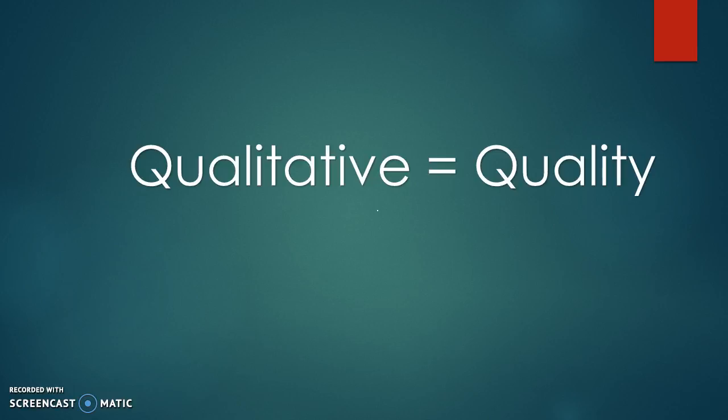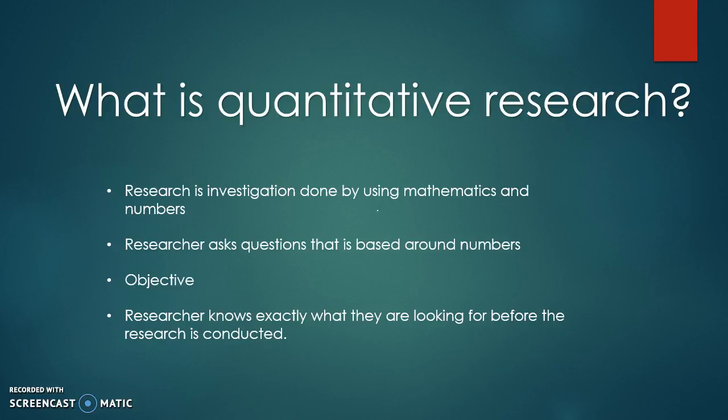And let's move to quantitative research. Quantitative research is an investigation done by using math and numbers. So quantity deals with numbers. You automatically think about numbers when you're dealing with quantity or quantitative research or data. Quantitative research can either be discrete or continuous.